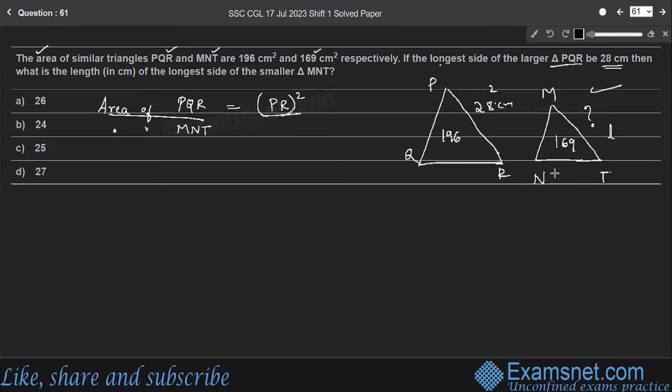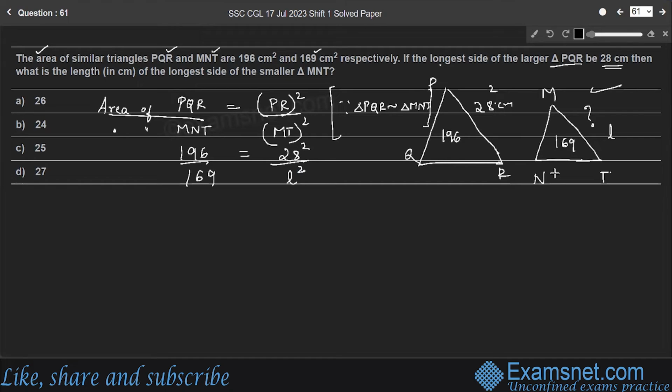square of each side, right? And its corresponding side is MT square. The reason is triangle PQR is similar to triangle MNT. So this is applicable only when two triangles are similar, right? So the ratio of their areas, 196 by 169, is equal to the ratio of squares of their corresponding sides. So 28 square by MT, which is L, so L square.